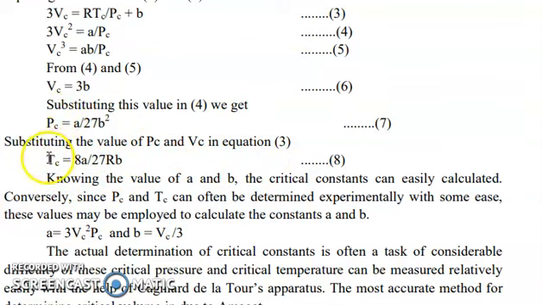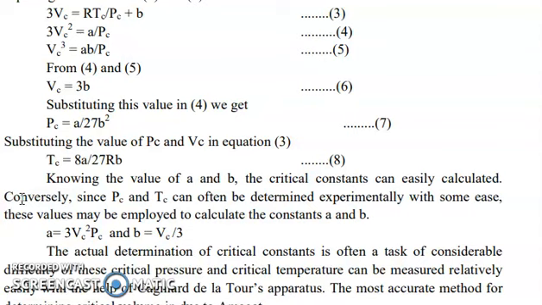Pc means critical pressure, Tc means critical temperature, Vc means critical volume. So critical temperature becomes Tc = 8a/27Rb. Knowing the values of a and b, the critical constants can easily be calculated. Conversely, since Pc, critical pressure, and Tc, critical temperature, can often be determined experimentally with some ease, these values may be employed to calculate the constants a and b. So a is equal to 3Vc²Pc and b is equal to Vc/3.